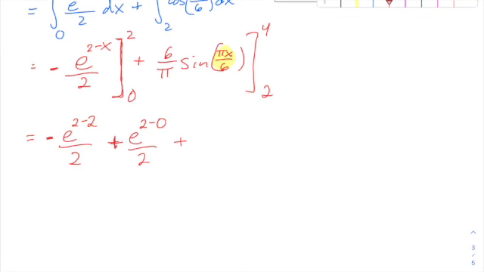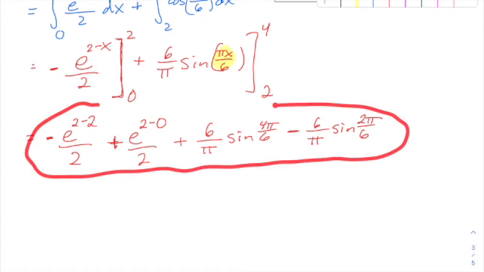And then we're adding our result from the second definite integral. So I'd be substituting 4 in first. So plus 6 over pi sine of 4 times pi over 6, which is going to reduce to 2 pi over 3, minus 6 over pi sine of 2 pi over 6, which is going to reduce to pi over 3. But I just like to make this point again that now you've substituted those in. This is all one big numerical answer at this point.